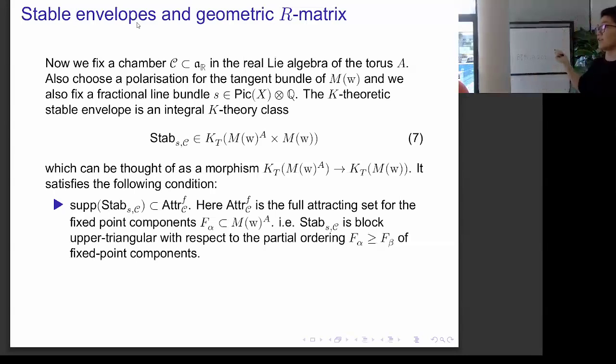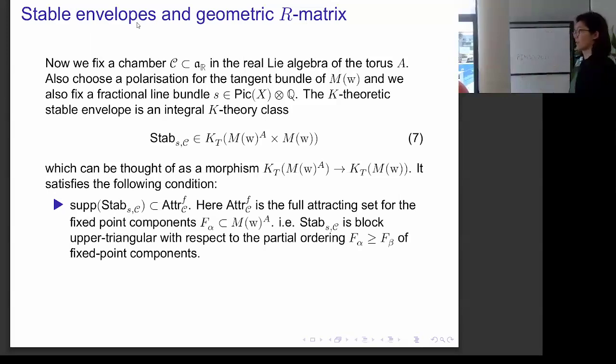And it satisfies the following conditions. The first condition is that the support of this K-theory class is in the full attracting set of the fixed point component. So how to explain this full attracting set? You can think about this full attracting set as the closure of the attracting set with respect to the fixed point component. And what does it mean?